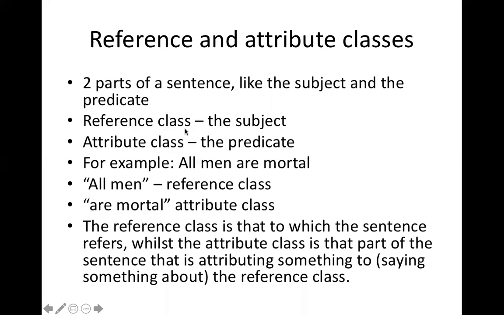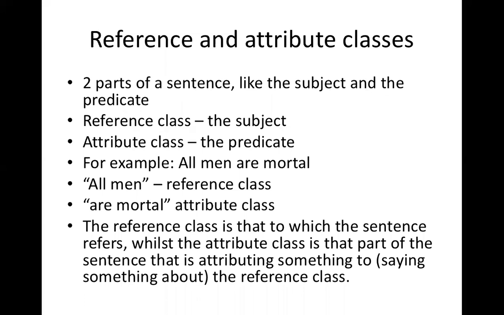Two parts of a sentence, like the subject and the predicate. We have the reference class, which is like the subject. We have the attribute class, which is like the predicate. For example, all men are mortal. When you look at the statement, all men are mortal, the subject, all men, is the reference class. The predicate, are mortal, is the attribute class.